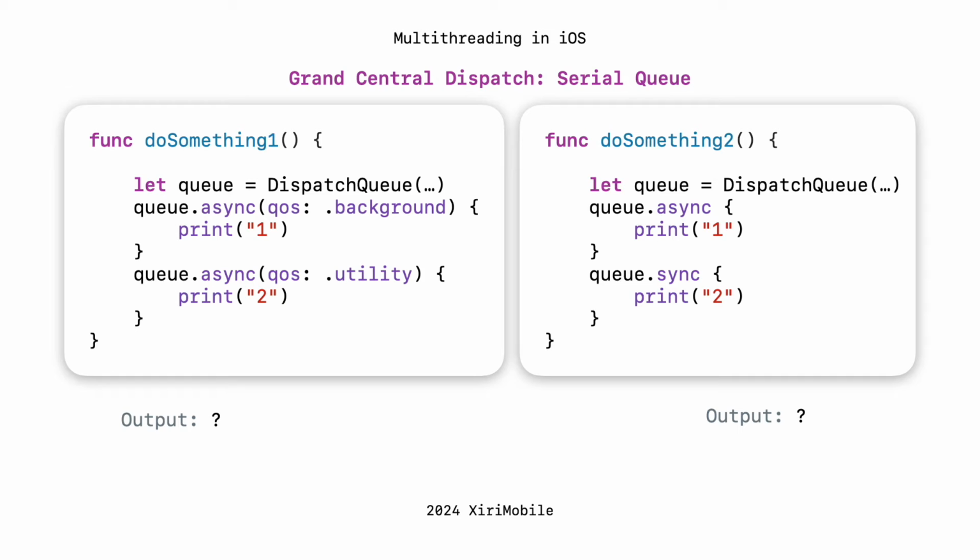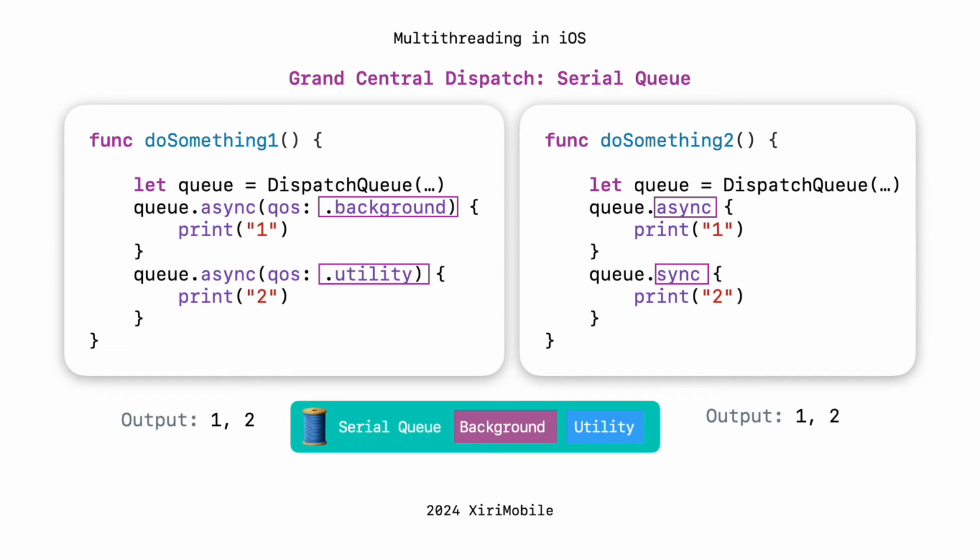We have a serial queue and two blocks, print1 and print2, in both cases. In the first example, we set up block priority such that first comes a low priority background and then the higher priority utility. In the second example, we don't have any specific priority for the blocks, but first is an asynchronous call and then a synchronous one. What will we get in the output?